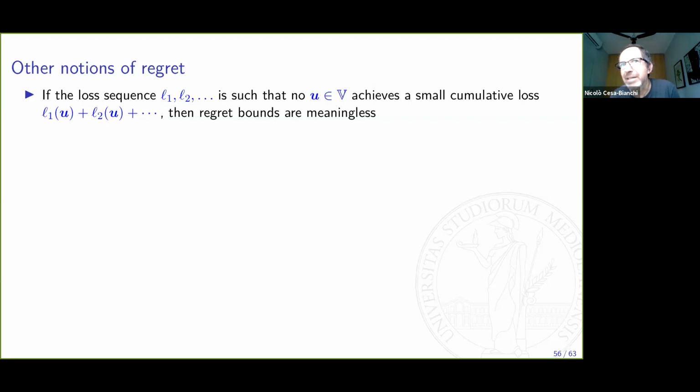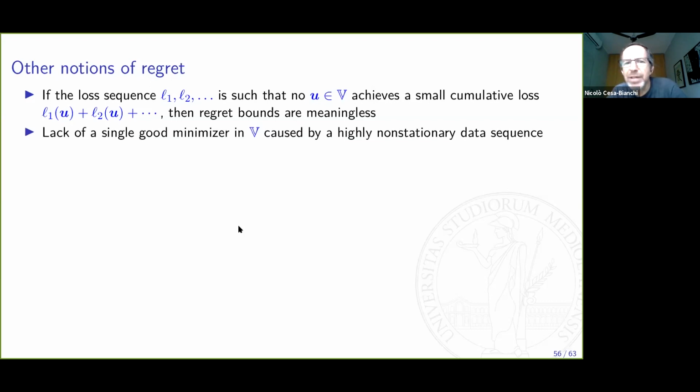So I mean, you're winning against a bunch of weak people, right? None of them is good. So even if you're bad, you're looking good because you're competing against bad models. So if data is truly non-stationary, there won't be any single good minimizer in your model class, right? So basically, the cumulative loss of any of your models in your model class is going to be huge.